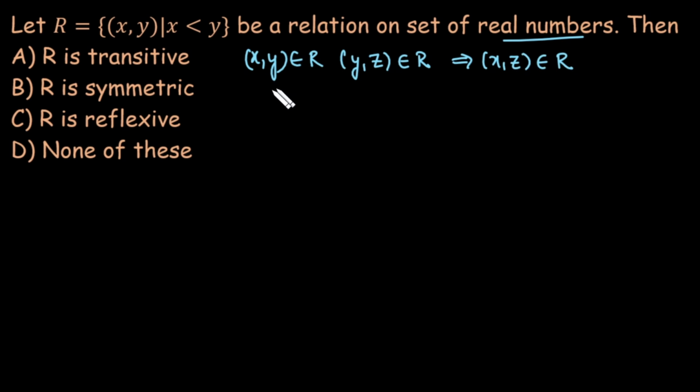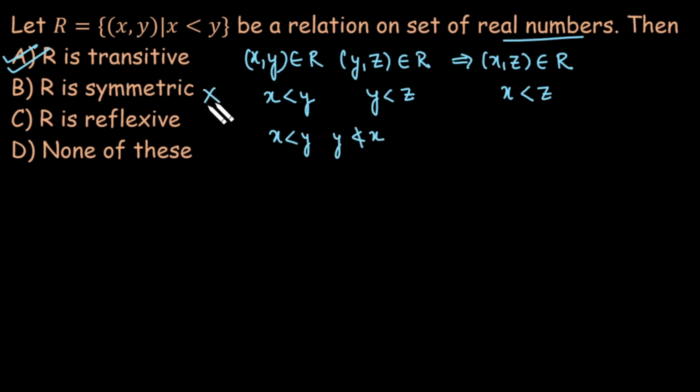If it is a part of the relation, it means x is less than y. According to this, y is less than z. Can we say that x is less than z from this? Yes. So clearly R is transitive. It is not symmetric, because if x is less than y, y cannot be less than x. It is also not reflexive, since no element is less than itself. So the answer is option A.